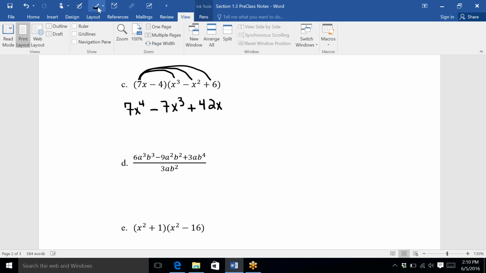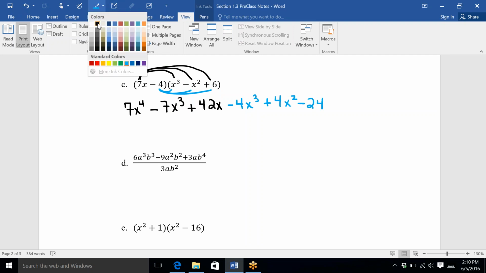Now we want to do, let's change colors, let's do blue. Negative 4 times everything in the second parentheses. So negative 4 times x cubed would just be negative 4x cubed. Negative 4 times negative x squared would be positive 4x squared. And negative 4 times positive 6 would be negative 24.